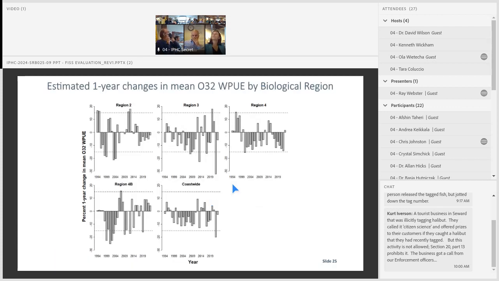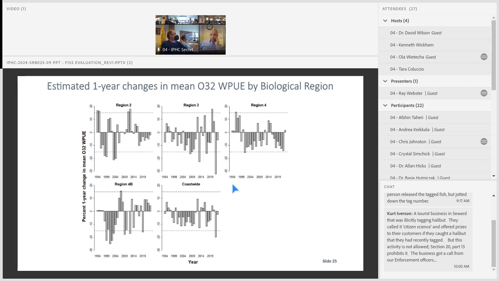So here we're looking at regions. These are 1-year changes in the mean O32 weight per unit by biological region over time, as estimated by the space-time model. And I put dashed lines at 15%. So this is a 1-year change. And you can see changes larger than 15% are quite frequent in almost all biological regions, the exception being region 4, which is dominated by the flat waters of the Bering Sea covered by the Minstrel Survey. This is 1 year, not 3 year, so this is a smaller time scale.